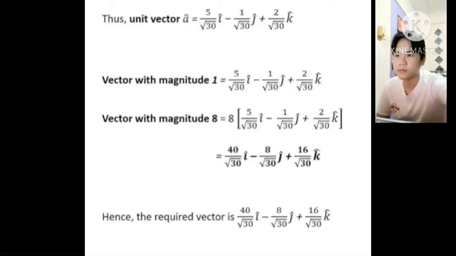The unit direction is just the vector with magnitude 1, but the question asks to find the answer for magnitude 8 units. So from the vector with magnitude 1, just multiply by 8 units. So the answer is 40 over root 30 i minus 8 over root 30 j plus 16 over root 30 k.